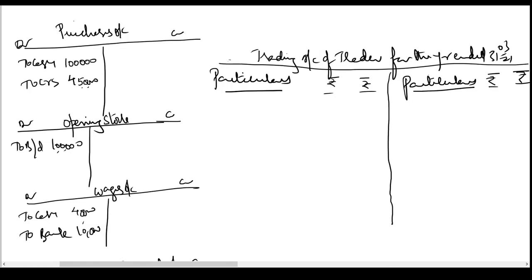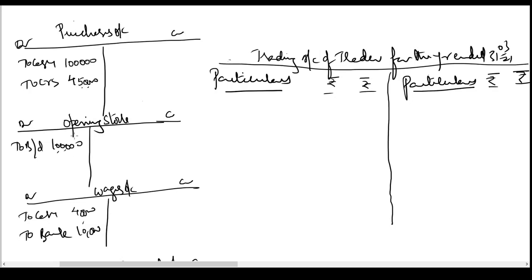In our earlier video we learned about the trading account, we saw how it is prepared and we saw a format. Now let us try to do a small problem. We are going through the books of a trader and I find that there are some ledger accounts in his books. Purchase account, it's showing two entries, cash and creditors, 1 lakh and 4,50,000.